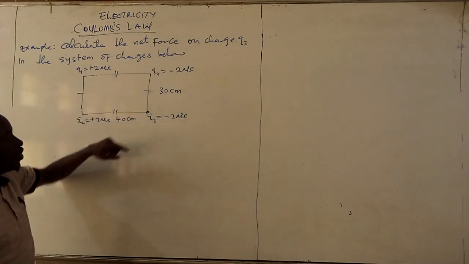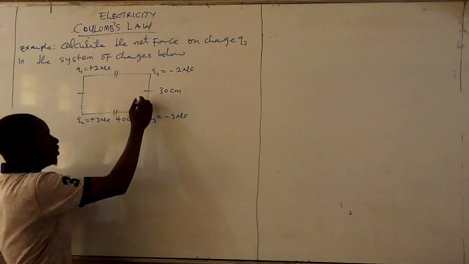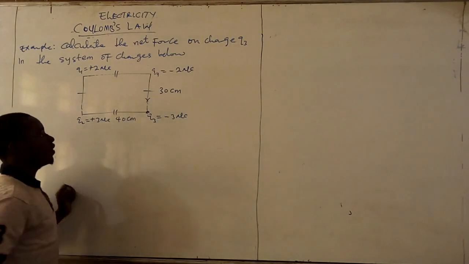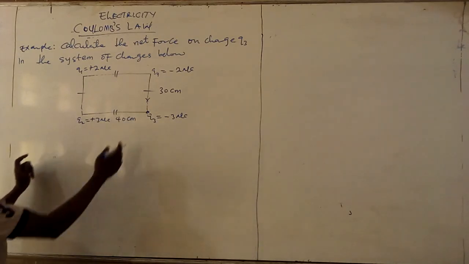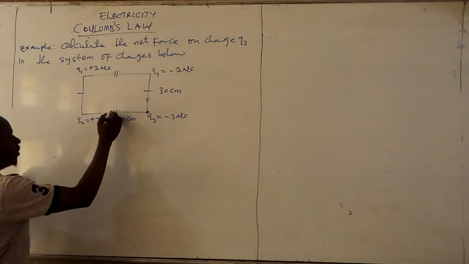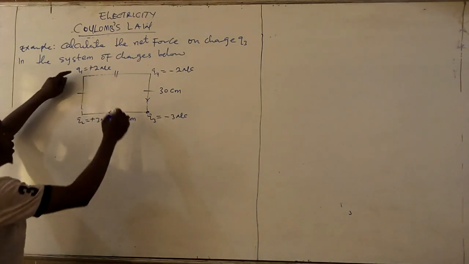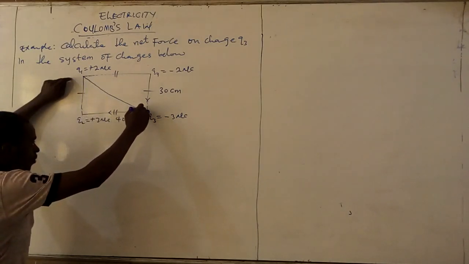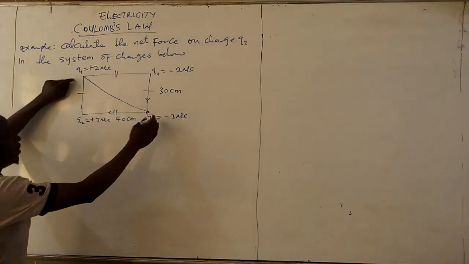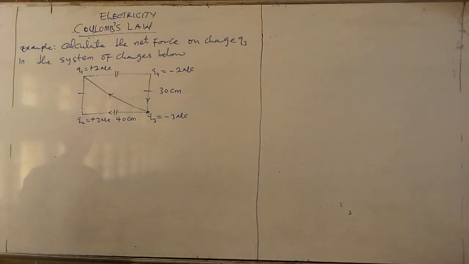What should the direction of the forces be? Since this one will repel this one, it will move in this direction. Here we have Q3 and Q2. Then this charge will attract this in this direction. And also we have a negative charge and a positive charge, so along the diagonal this negative and this positive will also attract. Now we already understand our directions like this.